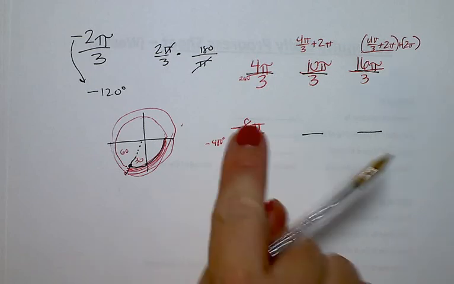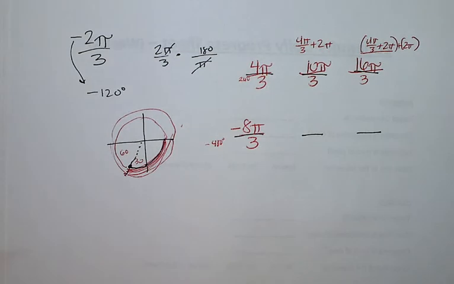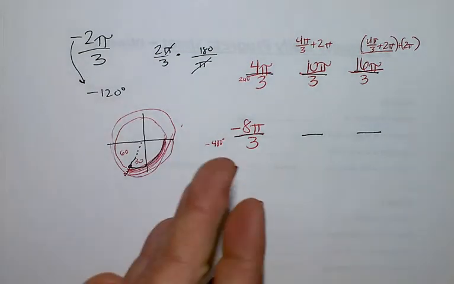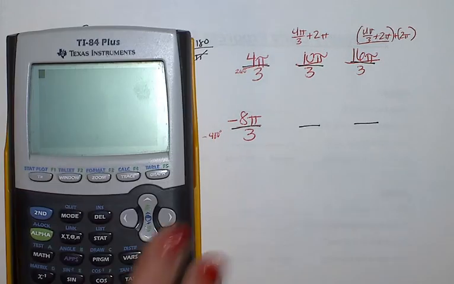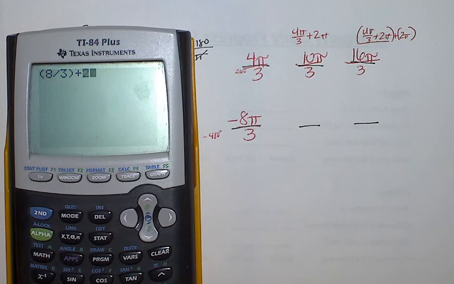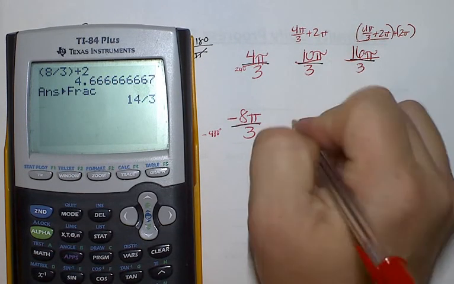How do we get from one to the next each time? Add 360, which this time, we're going to be adding 2 pi. So, okay, here we go. Forget about the negatives and forget about the pi. Let's go 8 divided by 3. Add 2 to it. Turn it back into a fraction. You end up with 14 pi over 3.